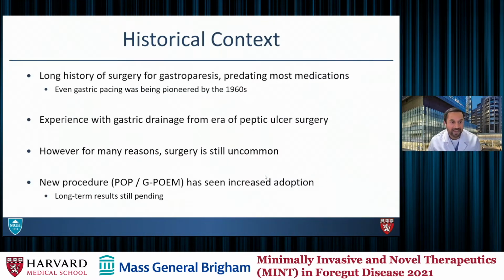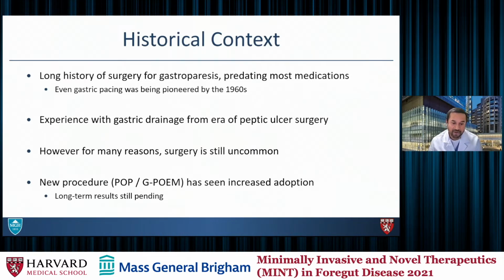Giving you a historical context, there's a long history of surgery for gastroparesis, and it predates a lot of the medication that we currently use. Gastric pacing, for example, was pioneered in the 1960s, which I'll talk about a little later. And the experience that we as surgeons have with gastric drainage procedures comes from the era of peptic ulcer disease, before the use of PPIs and so forth, which have substantially decreased the volume of peptic ulcer surgeries that we do today.